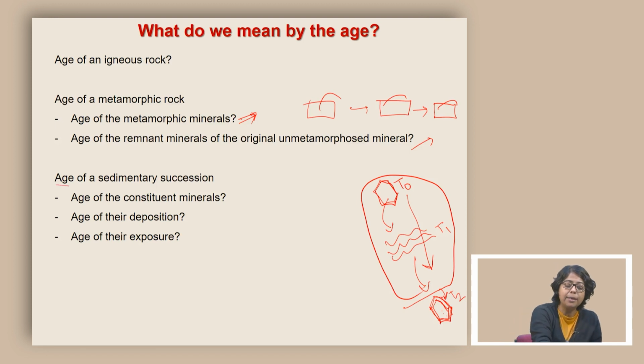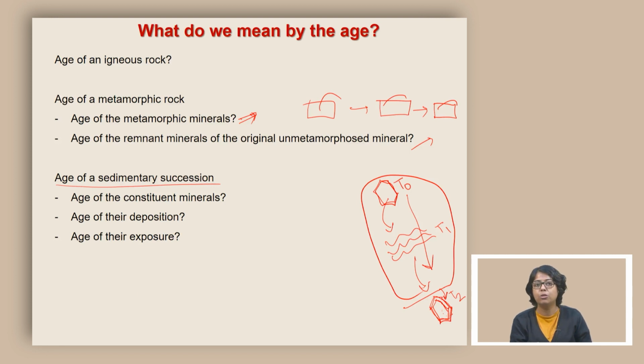The most complicated part of directly dating rocks is the sedimentary succession. Very rarely do we find development of minerals due to sedimentary processes. As a result, it becomes complicated to justify the exact age of the sedimentary succession. Do we mean the age of the constituent minerals?